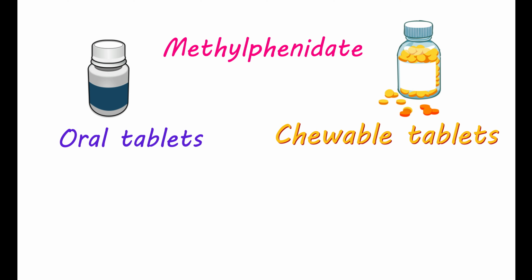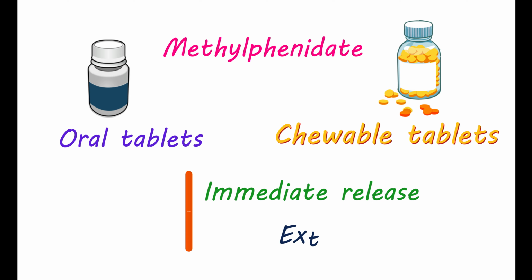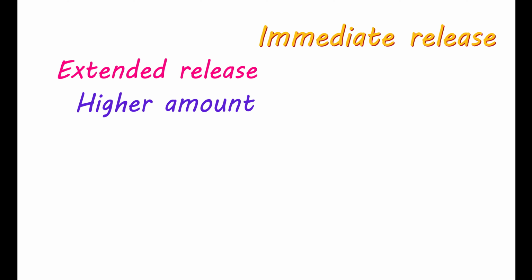Methylphenidate comes in a variety of dosage forms for convenience in administration. It is available as oral tablets and chewable tablets. Both of these formulations have two variants: immediate release and extended release. Extended release preparations contain a higher amount of medication than immediate release tablets.